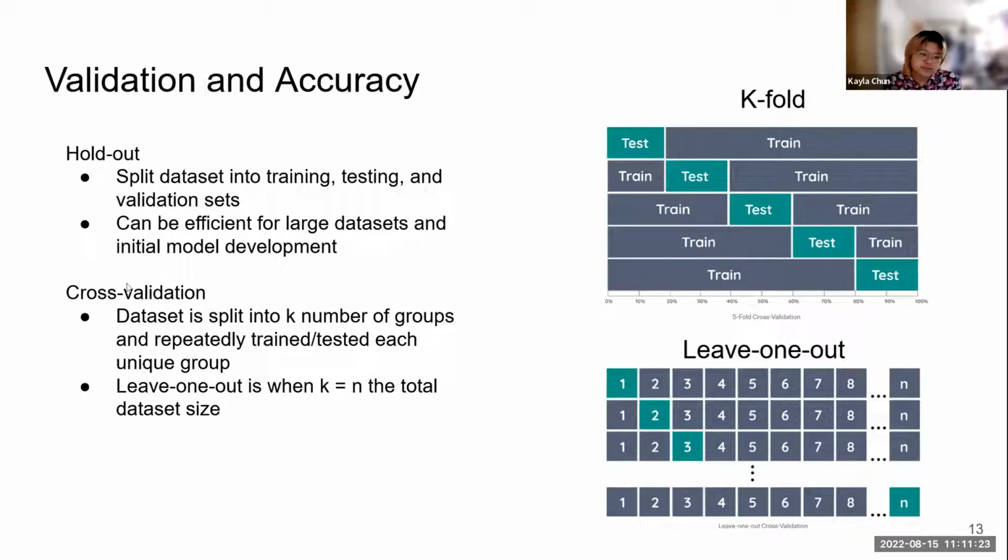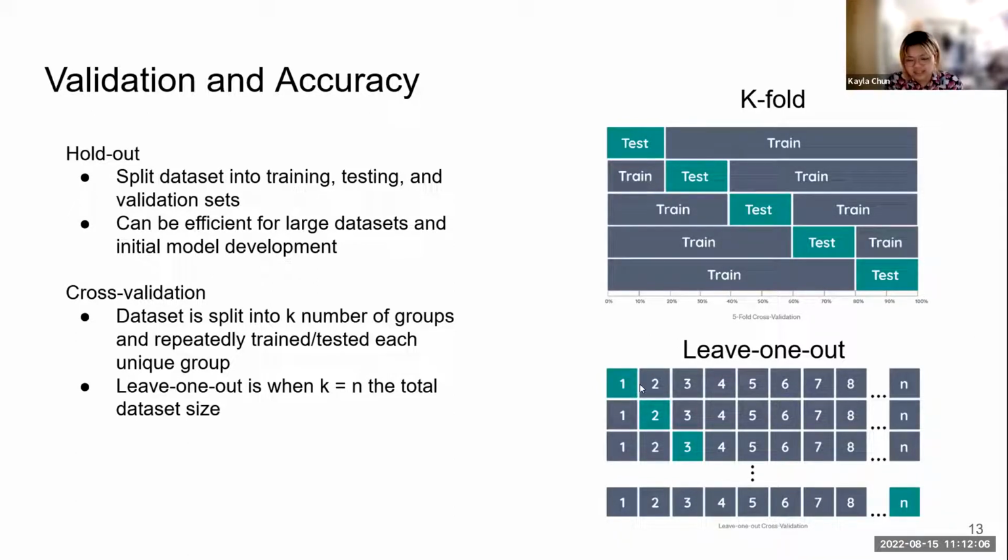But the more robust way is to do cross-validation. That's where we split the data set into K number of groups and then repeatedly test and train using each unique group. Here in this image, this is 5-fold cross-validation. You can see we split the data set into 5 groups and train it 5 times. Each time we change the test group subset. And then the most extreme version of this is leave-one-out cross-validation, where K, the number of groups we split it up into, is equal to N, the total number of samples in our data set.